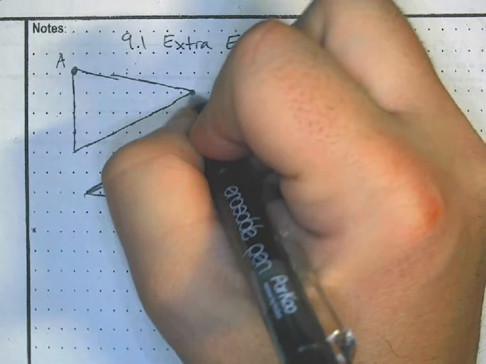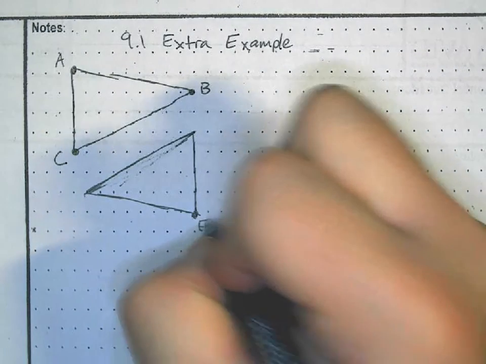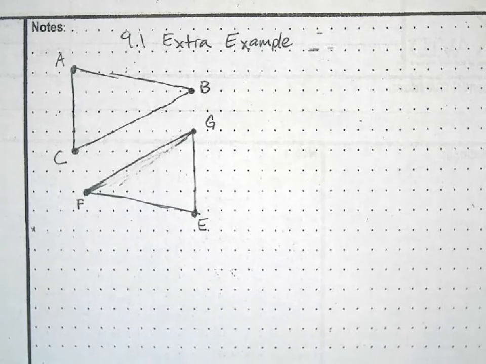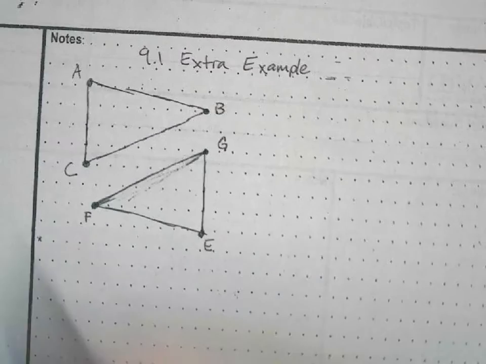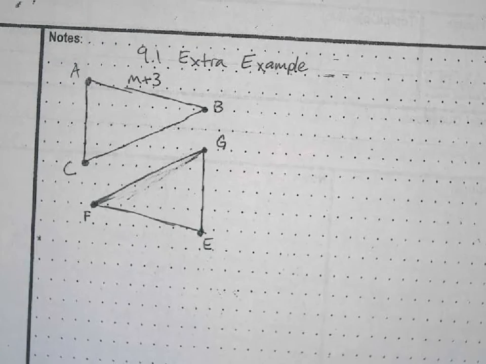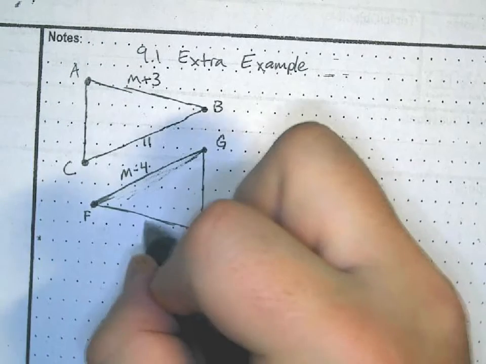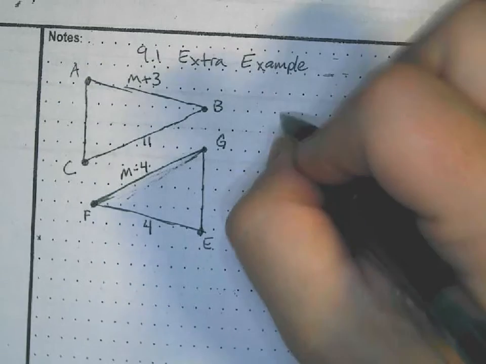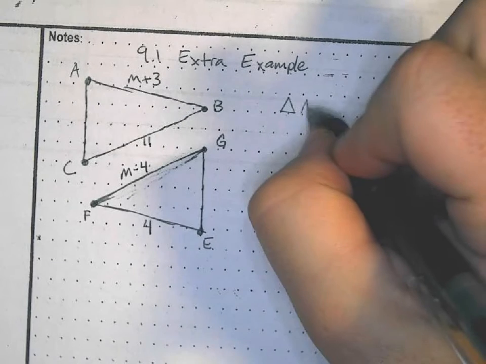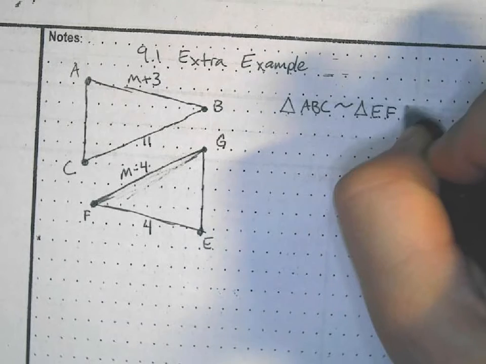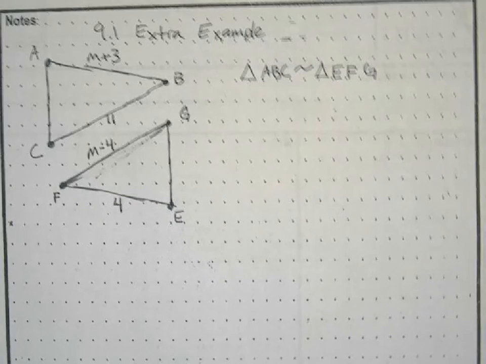Like so. This will be A, B, C, E, F, G. And we'll have m plus 3, 11, m minus 4, 4, and we are told triangle ABC is similar to triangle EFG. So it's all our given information.